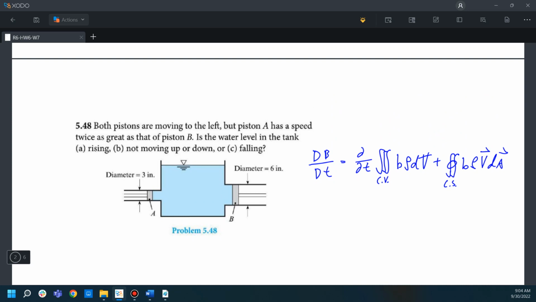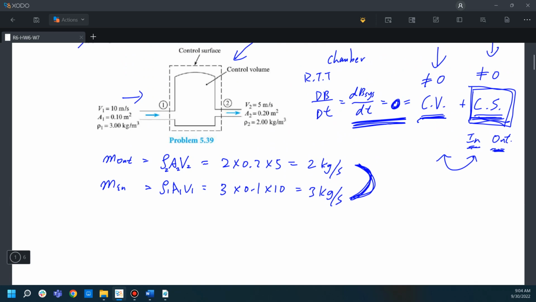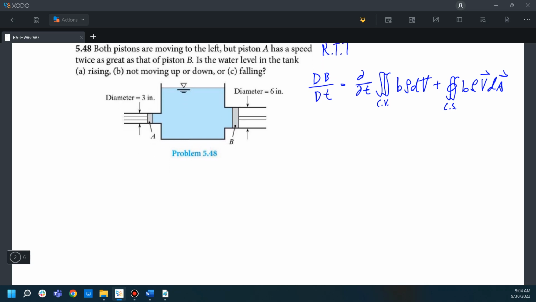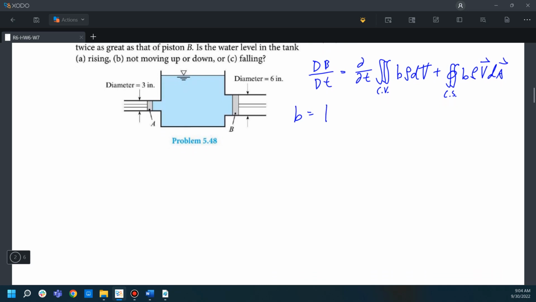So how do I get this Reynolds RTT equation? I will just refer you to the textbook. Or you can ask me in the recitation, and I can explain it if you cannot understand what the textbook is talking about. But let's just assume we know this RTT equation shown here, and if this B property is equal to 1, then this entire RTT equation becomes the continuity equation that we will use to solve this problem.